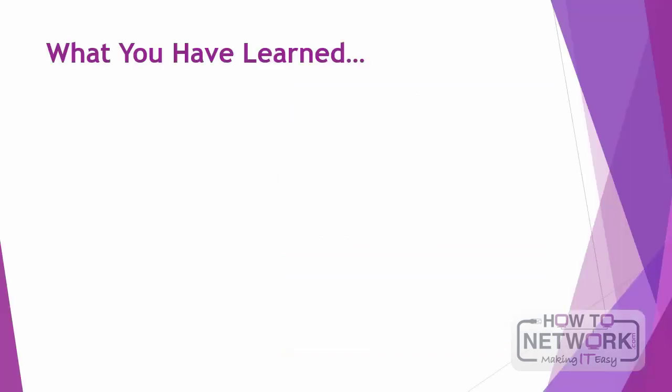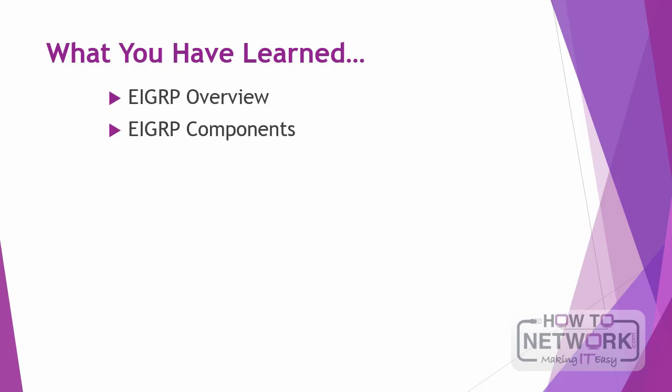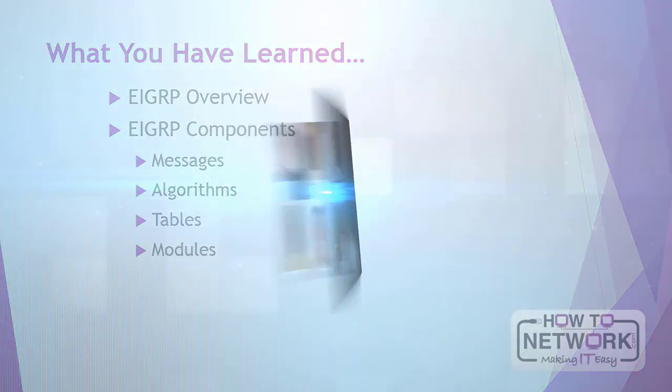So you've learned a lot in this video that will help you with EIGRP design. We've done an overview and we've talked about the individual components of EIGRP: messages, algorithms, tables, and modules. You'll need to know all this information not only to design EIGRP, but obviously to do very well on the CCDA exam. If you study what's in this video and know it well, I'm confident you'll do really well in the EIGRP portion of your CCDA. Good luck in your studies.